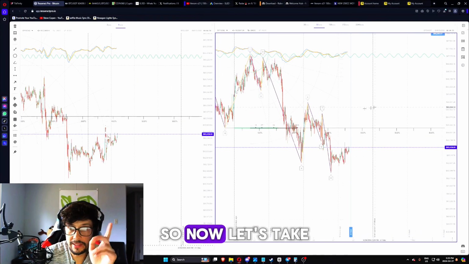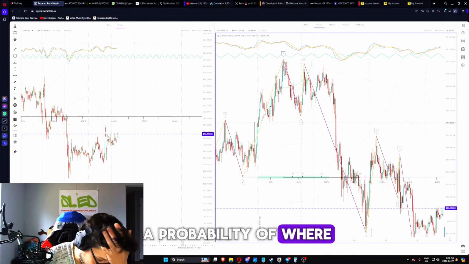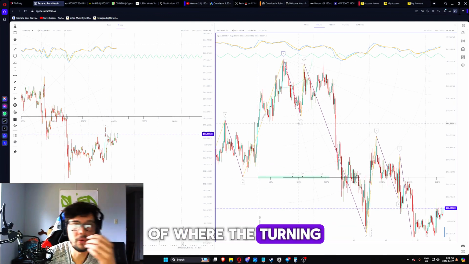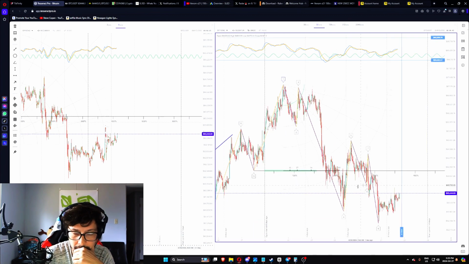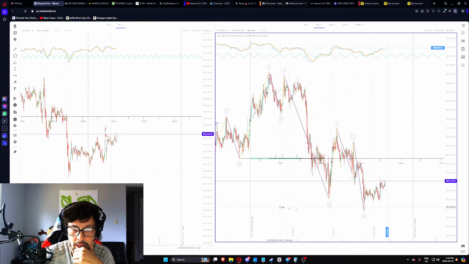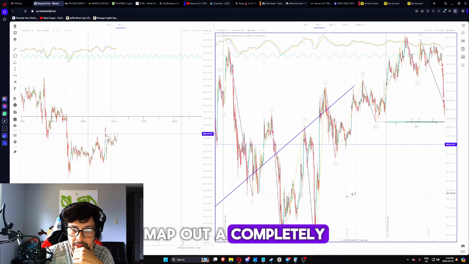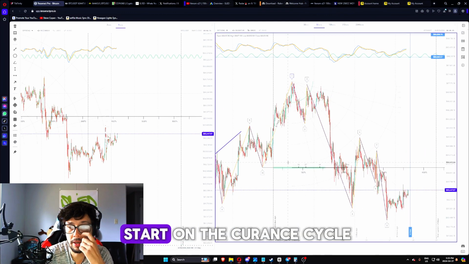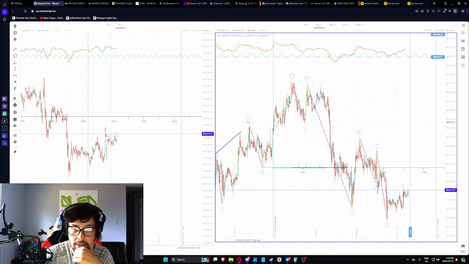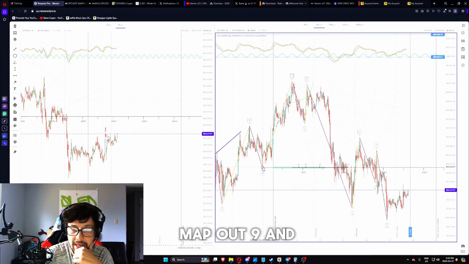So now let's take a look here. This just gives you a probability of where the turning points are. Now, to start charting, you will have a clear chart, obviously. You can map out a full complete previous cycle, or you can just start on the current cycle. Like I said, the new cycle starts with a 1, so you can just map out 9 and 10 of the previous cycle, and then you can figure out where 1 is.